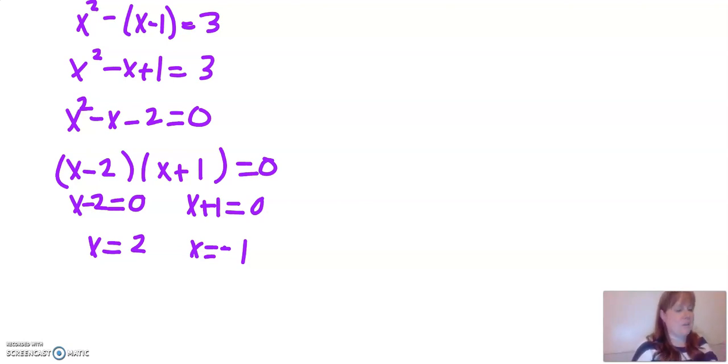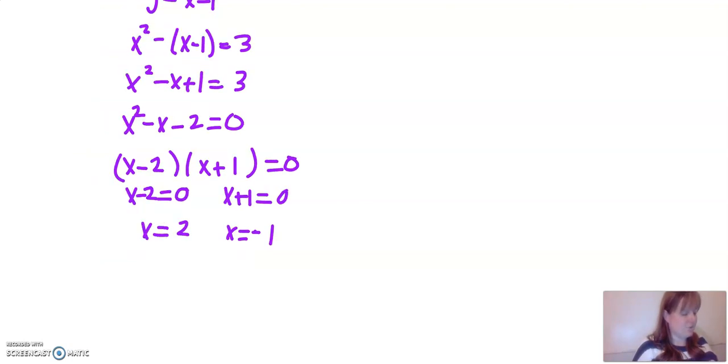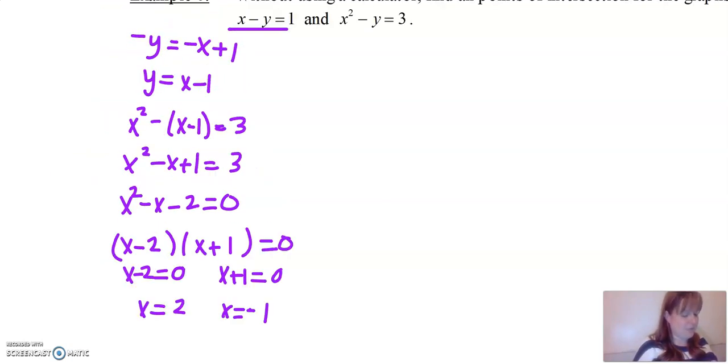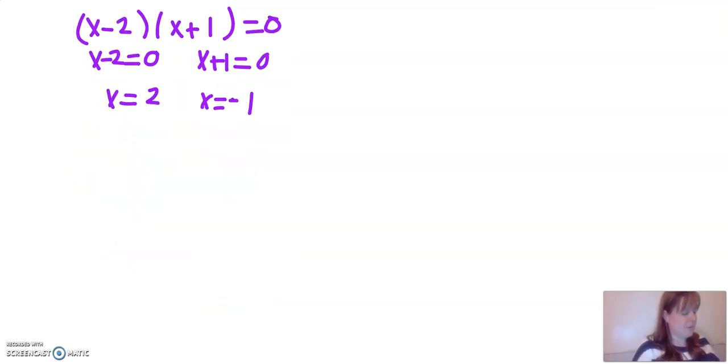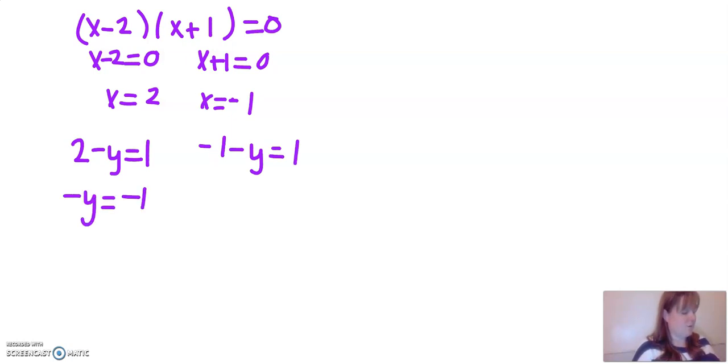These are just 2 x values. So we need an actual coordinate point where these meet. So what we do is we take the 2 and we plug it back in, and it doesn't really matter which one we plug it into. Let's plug it into the easier one, x minus y equals 1. So let's plug in 2 minus y equals 1, and then negative 1 minus y equals 1. We're going to solve these. So we subtract 2 from both sides. We have negative y equals negative 1, so y equals 1. And then we add 1 to both sides, and we have negative y equals 2. So y equals negative 2.